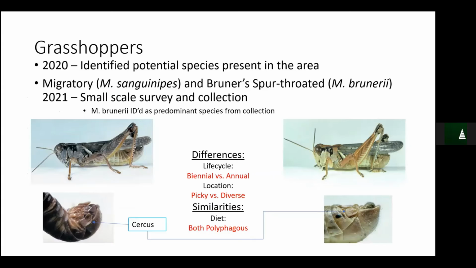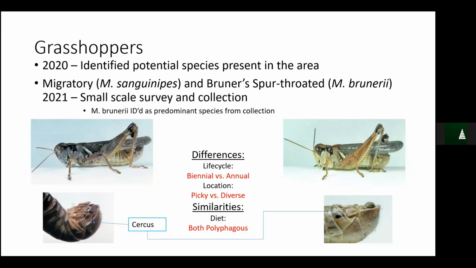So the other part of what I was doing in the region, in the Vanderhoof area, was the grasshopper stuff. So in 2020, when I did the presentation on the grasshoppers that we had up here in the BC Peace, it was identified that you had both the Melanoplus bruneri and Melanoplus sanguinipes. So the migratory and the Brunner spur-throated. Producers in the Vanderhoof area said that they had both.